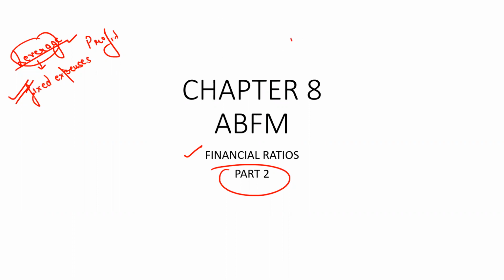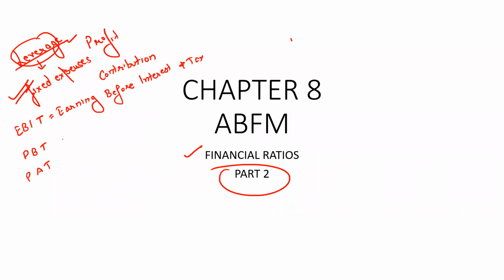Now let's discuss. I hope all of you remember what is EBIT. Please tell fast in the comment section. What is EBIT? What is PBT? What is PAT? What is contribution? EBIT is earnings before interest and tax. PBT is profit before tax. PAT is profit after tax. So these are some of the terminologies.